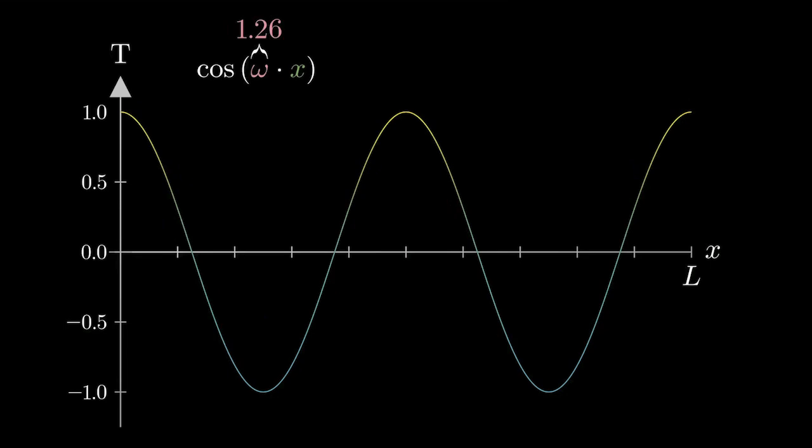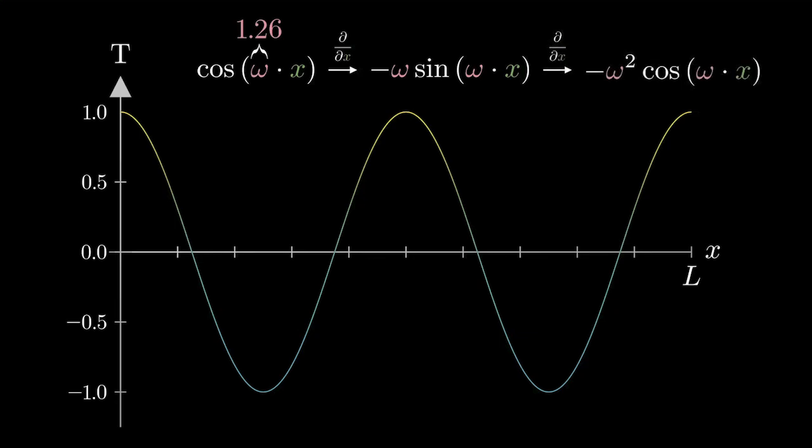A higher value of omega means the wave oscillates more quickly, since as you increase x, the input to the cosine increases more rapidly. Taking the derivative with respect to x, we still get a negative sign, but the chain rule tells us to multiply that omega on the outside.